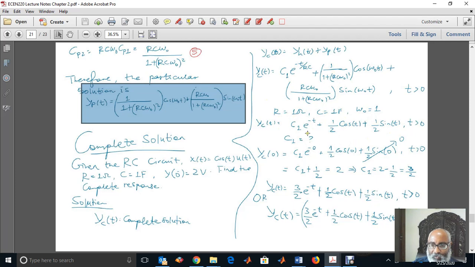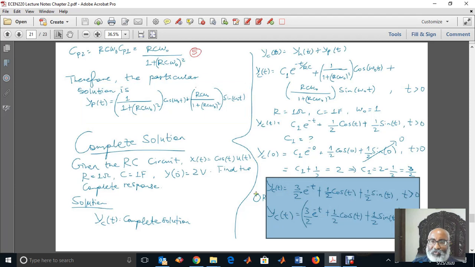Now, what is unknown? Unknown is C1. So from this, the initial condition is already given. The initial condition, y at 0, the capacitor voltage, is equal to 2. So C1 plus half cosine of 0, which is 1, sine of 0 is 0. C1 plus half is equal to 2. C1 is 2 minus half, which is equal to 3 over 2. Then I have the complete solution given by this.